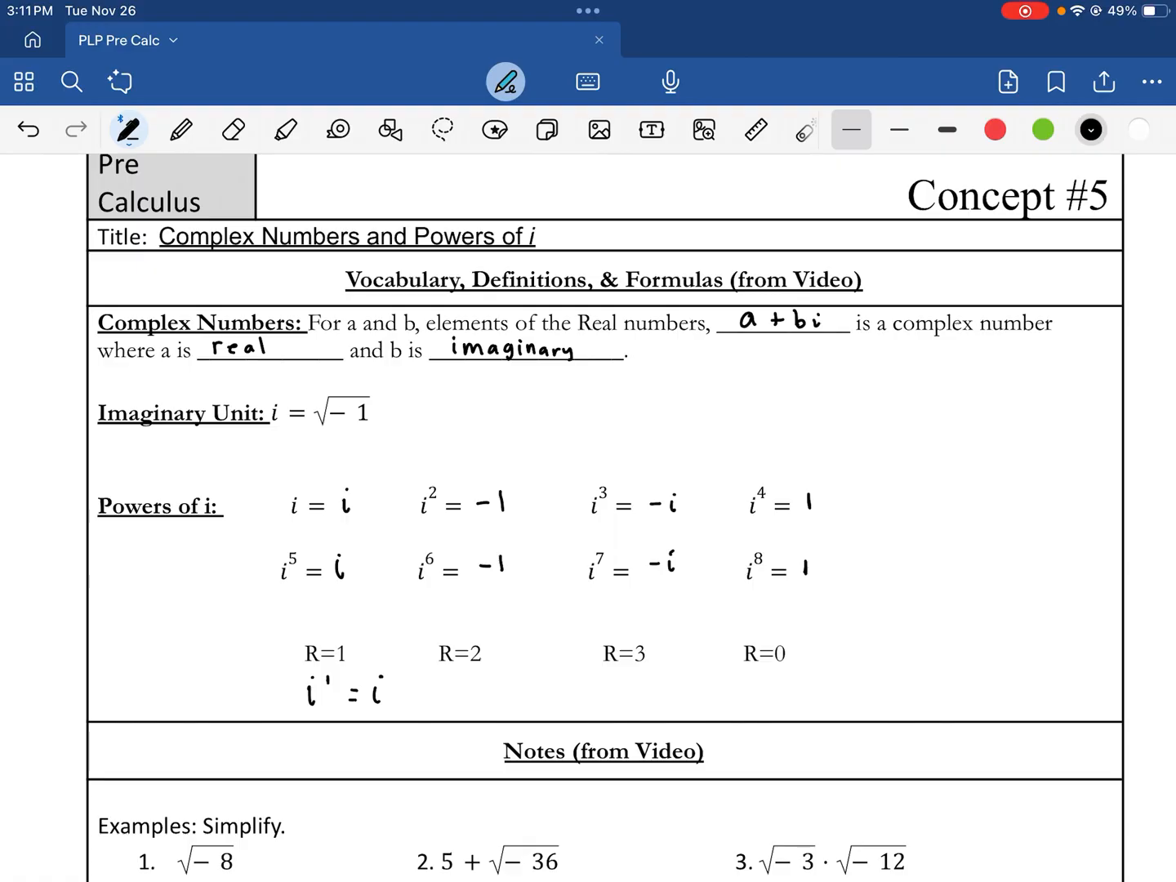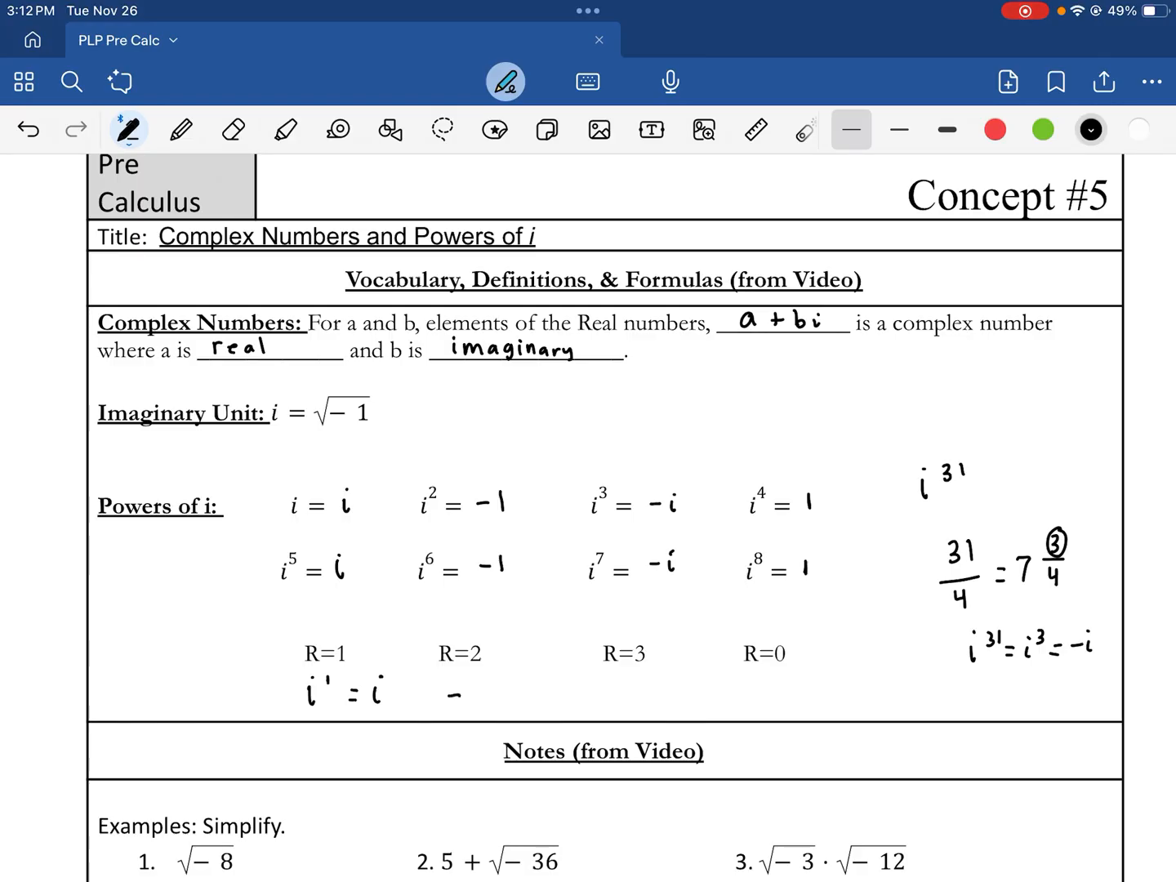If you've got something such as I to the 31st power, you're going to take that power and divide your 31 by 4. So 4 goes into 31 7 times with a remainder of 3. So this would be classified as a remainder 3 problem. So I to the 31st is the same as I to the third, which is -I.